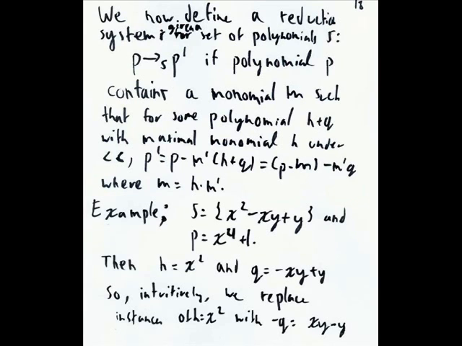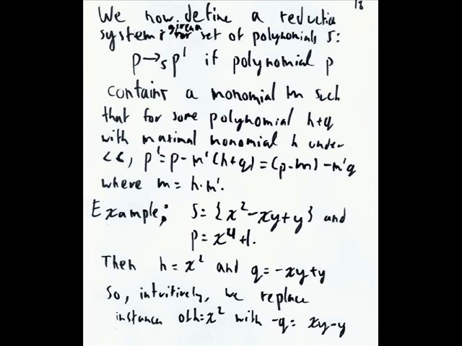So we have, for example, S equals x squared minus xy plus y, and we want to reduce the polynomial x^4 plus 1. The head monomial is x squared, because that is the highest in the ordering that we just gave. It has multi-degree 2, and it occurs reverse lexicographically after xy. So x squared is the highest, and we know that.